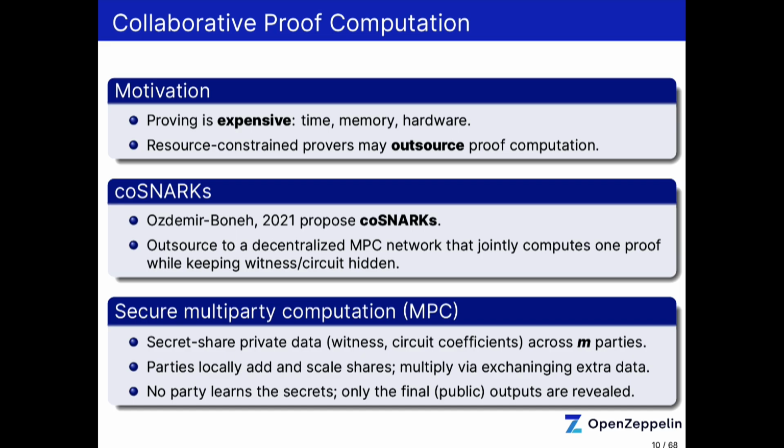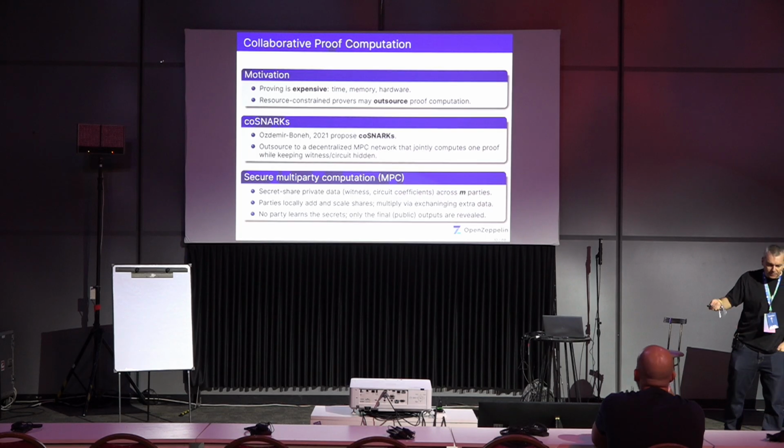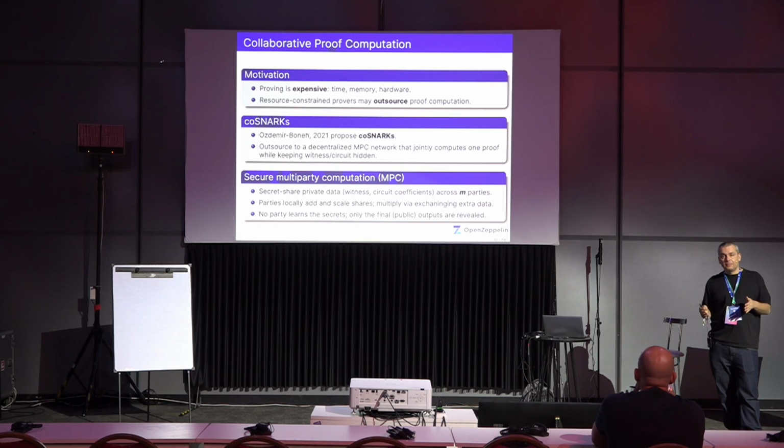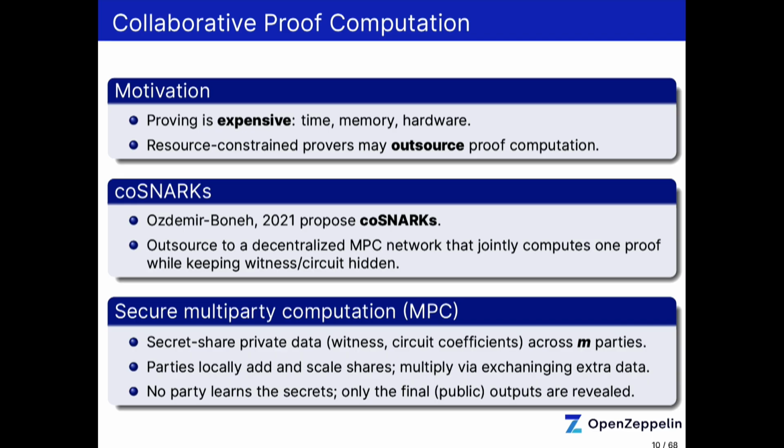And that's the whole motivation for proposing coSNARKs in 2021 by Özdemir and Boneh, in which they propose to outsource this computation to a network of MPC servers. And MPC stands for Secure Multi-Party Computation, which is exactly the technique that allows us to securely share the witness, so share the secret input to our proof, to a network of nodes in such a way that none of them learn anything about the witness itself, yet they can perform some meaningful computation on their part of the witness, and then accumulate their results together and come up with the final proof. And that's the whole process we will be talking about in more detail now.